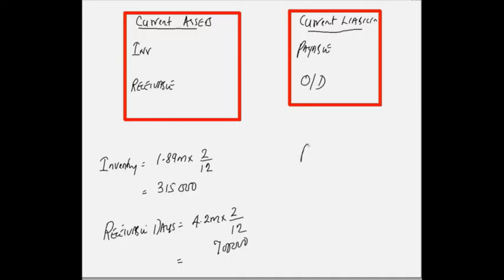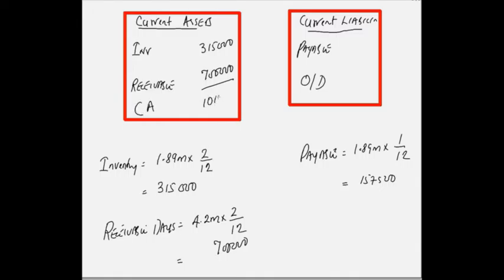And let's work out your payable. 1.89 into 1 by 12 gives you how much? 157,500. So your inventory is 315,000. Receivable is 700,000. So what is the total current asset? 1,015,000. This is your total current asset. And of course your payable is what? 157,500. We don't know the overdraft.